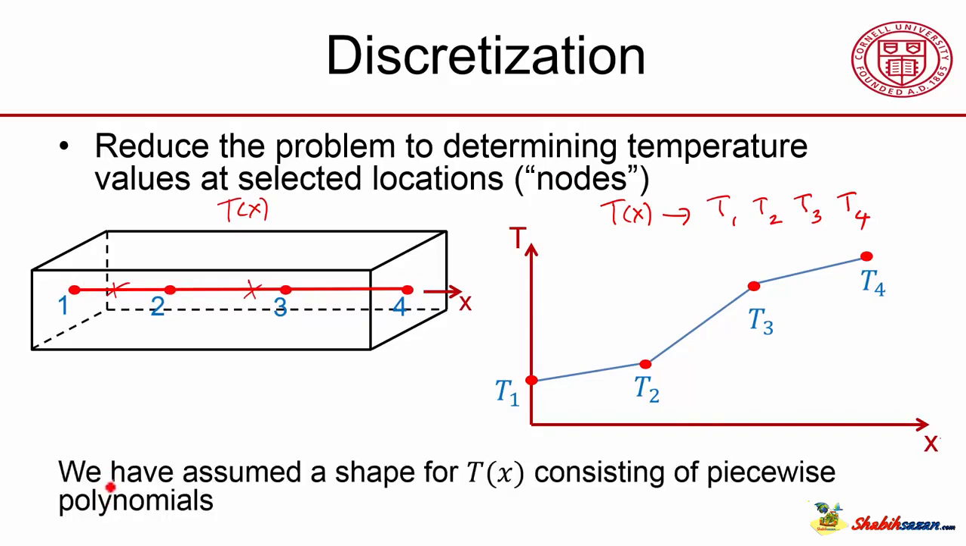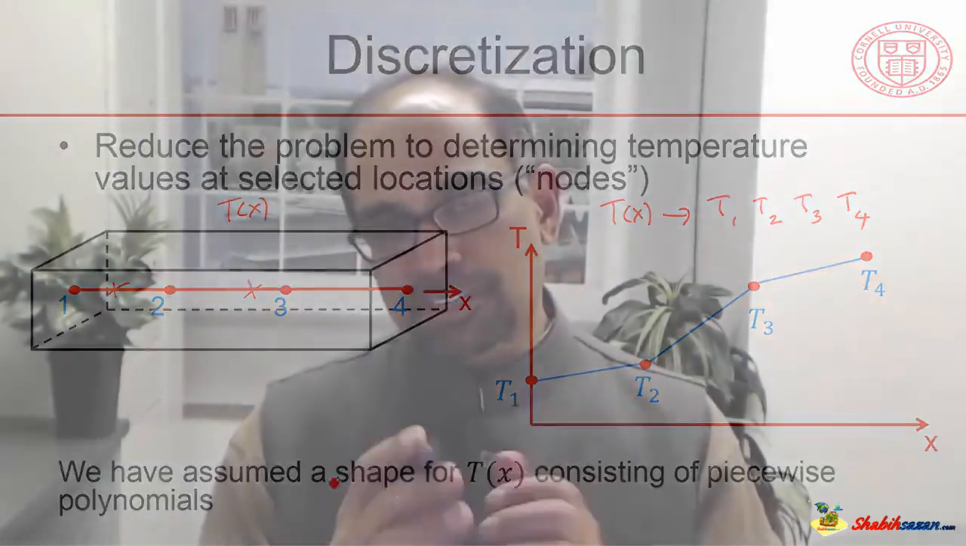And in the process, what we have done is we have assumed a shape for our function, and that shape consists of piecewise polynomials, piecewise linear polynomials. And the shape is constructed element by element. And in any finite element methodology, you do that. You're assuming a shape, and the shape is constructed element by element. The crux of the problem now is how to determine the temperature at the nodes, in our case at the 4 nodes. Let's talk about that next.